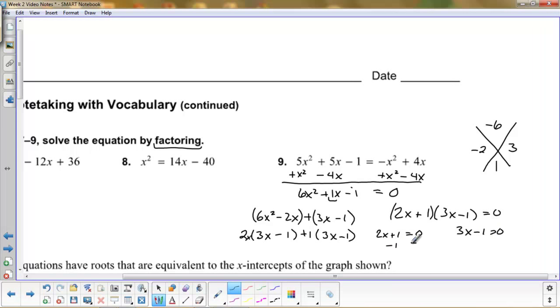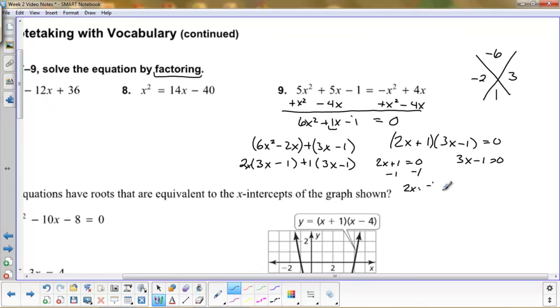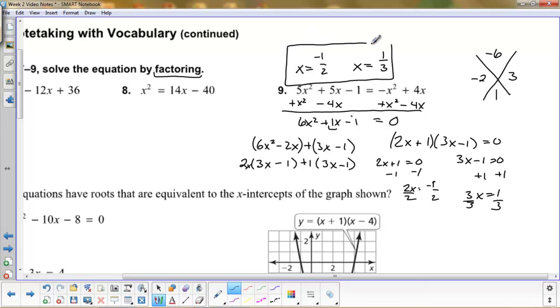Subtracting 1 from both sides gives me 2x equals -1. Dividing both sides by 2 gives me my first solution of x equals -1/2. Adding 1, 3x equals 1. Dividing both sides by 3 gives me my second solution, x equals 1/3. And that's how you solve by factoring.